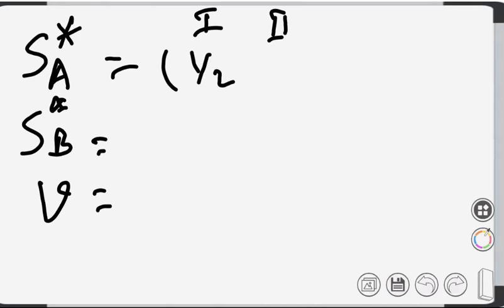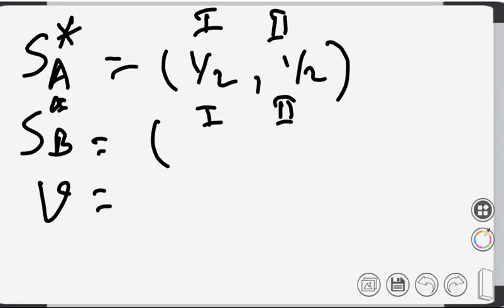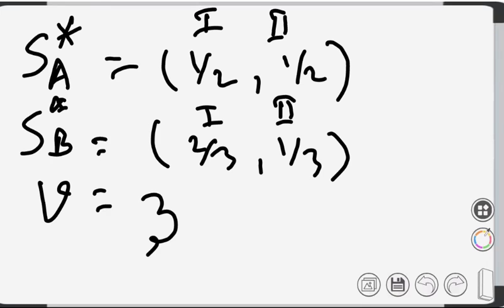SA star is 1/2, 1/2. We have got the values of P1 and P2 as half and half. SB star is, I think, 2/3 and 1/3, isn't it? Yes, sir. And the value of the game is 3.